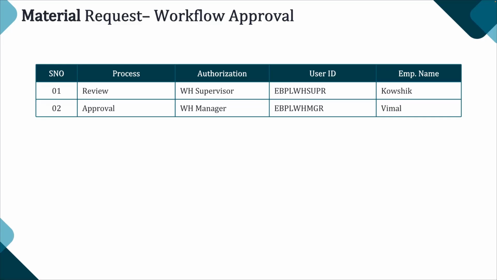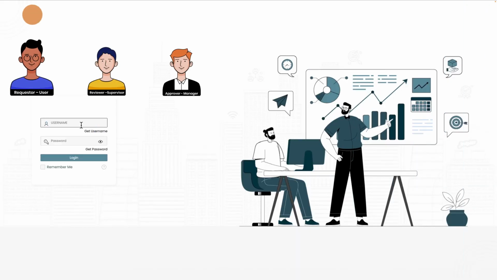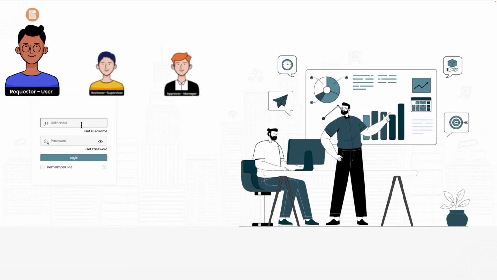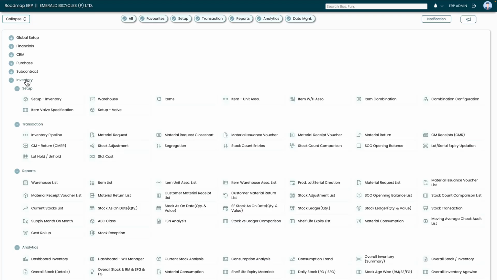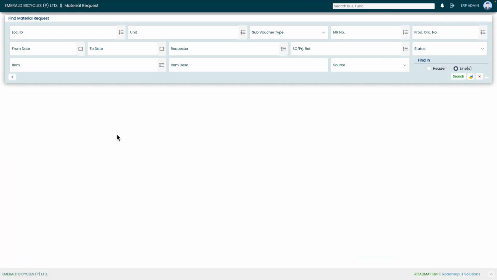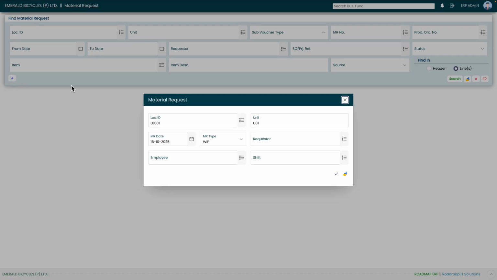Now in order to create a material request, let's move on to our login page. This is the login page, and here I'm entering as our user. Click on inventory, then under transaction, navigate to material request. This is the page where you'll be creating a material request, and here you can filter the document header-wise or line-wise by giving a search. Now in order to create, click on this add icon.